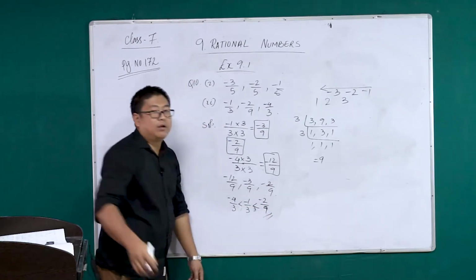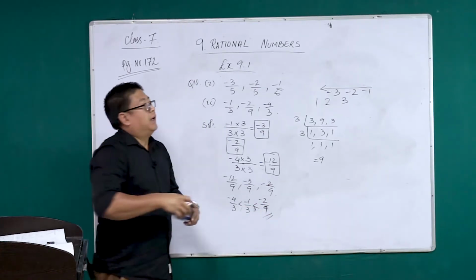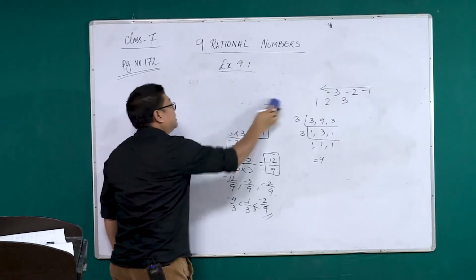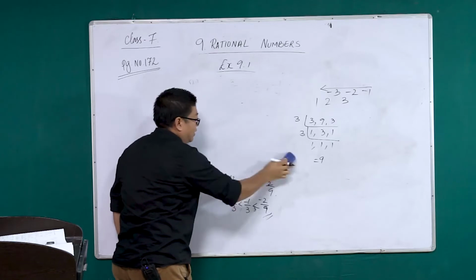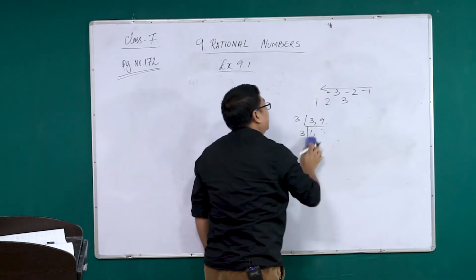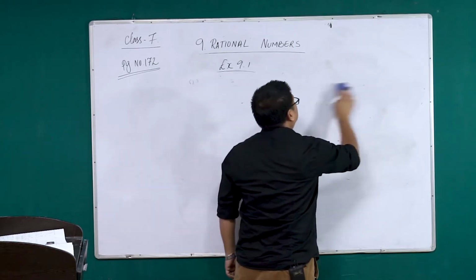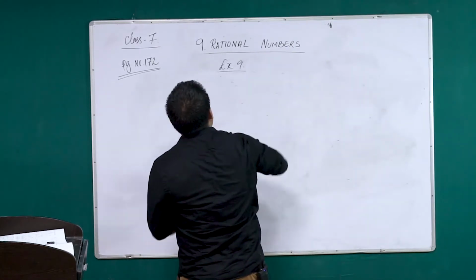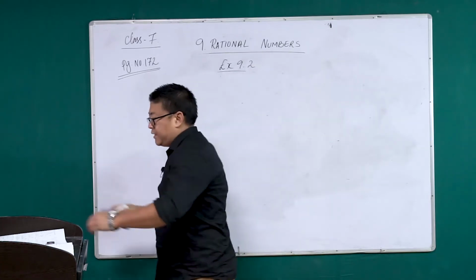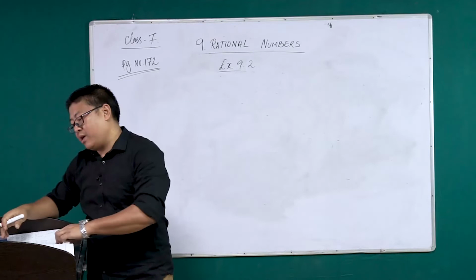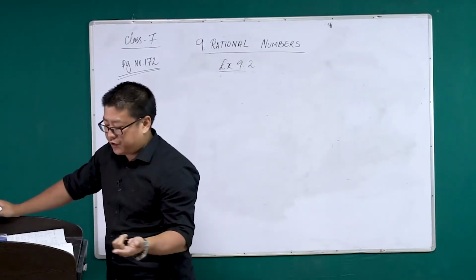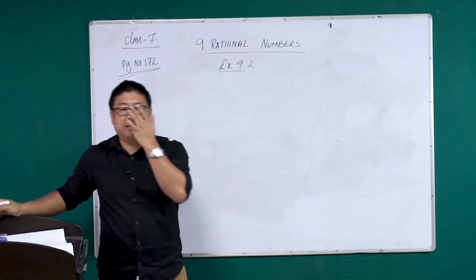So with this, we conclude exercise 9.1. The rest of the questions are very similar, not much change. You can easily understand. Please practice and you will be able to solve them easily. Now let's move on to the next exercise. The next exercise is exercise 9.2. Here we'll be dealing only with addition, subtraction, multiplication and division of rational numbers.